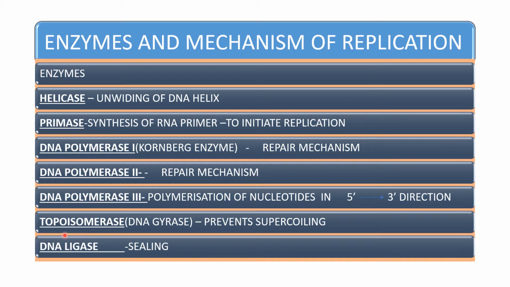And topoisomerase, which is also called as DNA gyrase, prevents supercoiling of the DNA during uncoiling. And DNA ligase seals the gaps in the newly synthesized strands. These are the enzymes which are involved in DNA replication. Now let's see the actual process of replication.